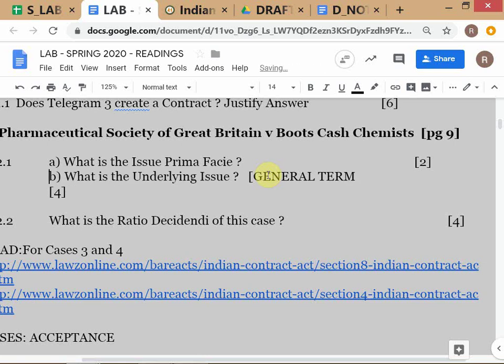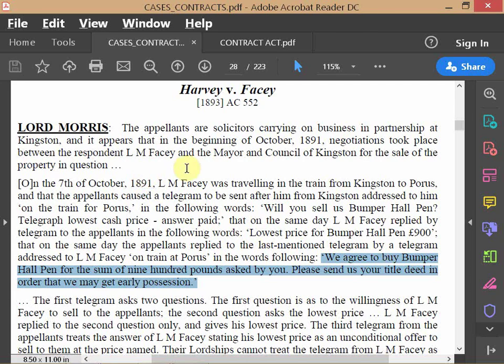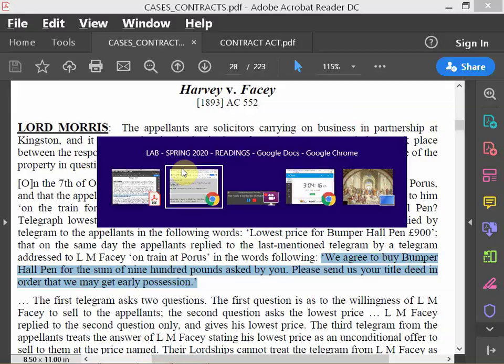So you have to take out the case material from your contracts case. This is there in the folder. It's already said. You go to this folder, go to the case packs, or contracts file. There's a file called cases contracts. You extract that file. This is what it looks like. You'll have all this, and the page numbers are given.